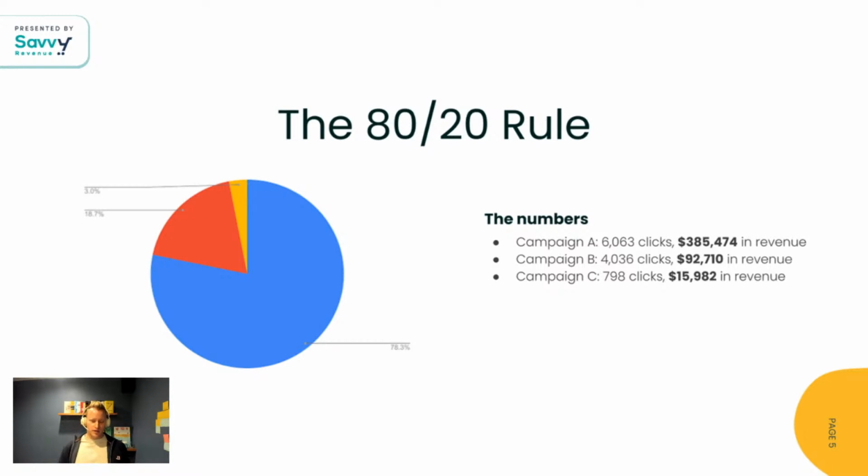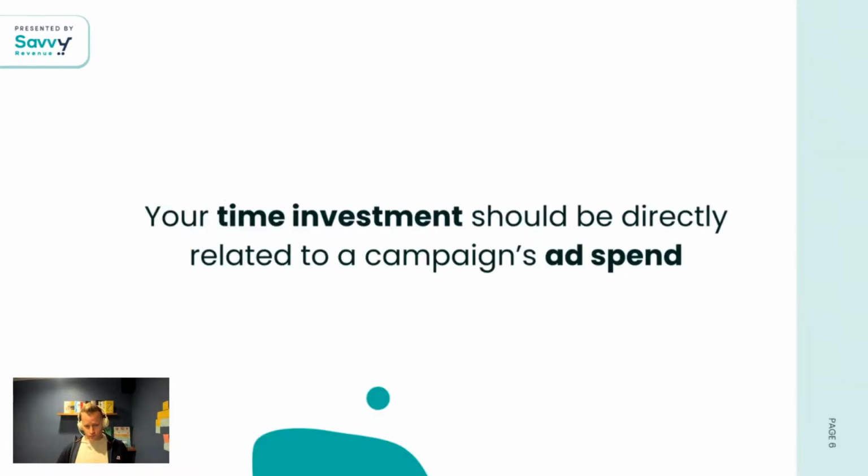Now, what can happen is that you can group all your secondary or marginal campaigns into one big campaign type. So let's say you have 10 of the campaign C doing 15,000 revenue each. Then you have 150,000. But then you want to treat all those as, quote unquote, one campaign when you're optimizing. Go through it all at once and not one by one. That way you make sure you get everywhere and still use the 80-20 rule. Your time investment should be directly related to a campaign's ad spend at any given point in time.